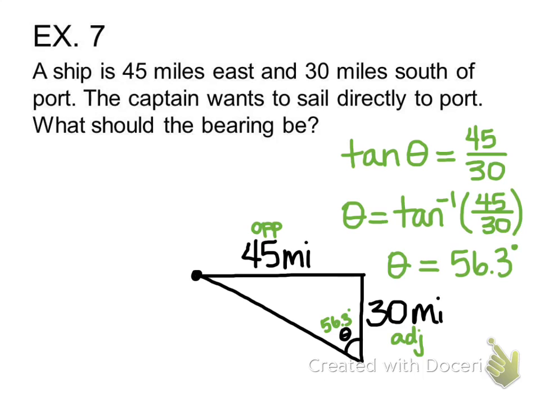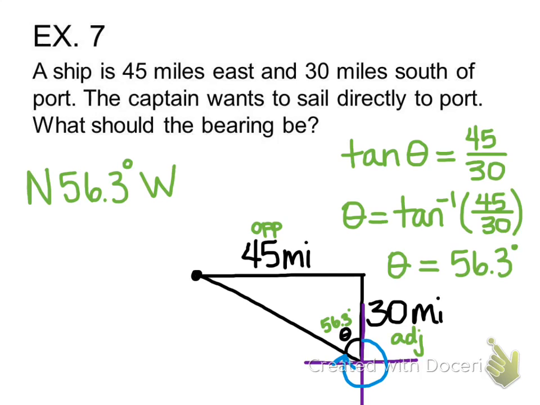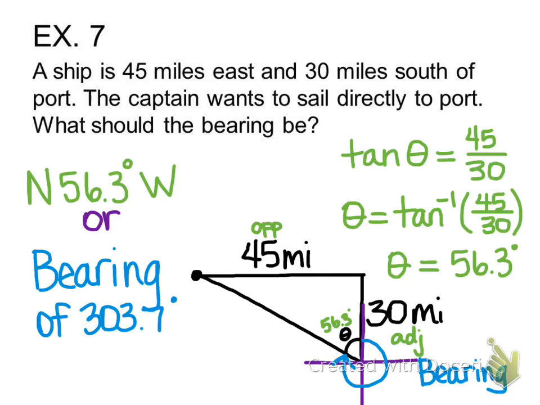And that's this angle. So if we redraw a compass at this point, that is 56.3 degrees off of north in the west direction. So one bearing might be north 56.3 degrees west. Or if you want a different type of bearing, you go from north around to that angle. So you would do 360 minus 56.3 to give you the bearing in degrees. So this will be a bearing of 303.7 degrees from north.